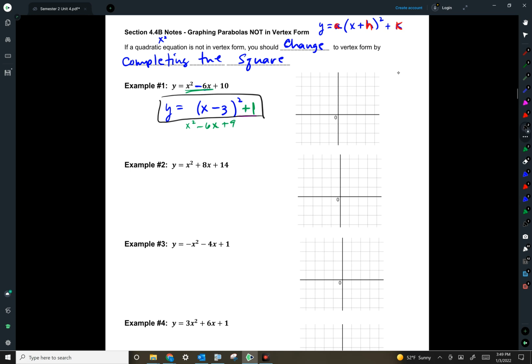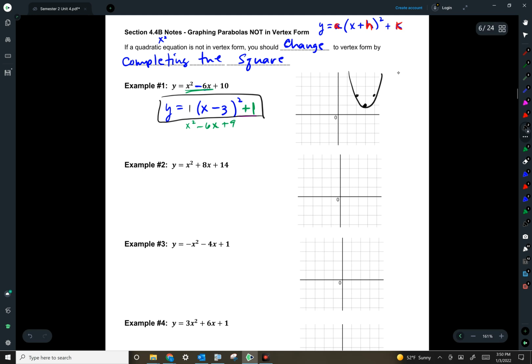And then, of course, once you have that, you know how to graph it, right? So this is going to be a parabola that's moved 3 units to the right, 1 unit up. Notice the number out in front is just like a 1, so it's the basic width of a parabola, up 1 over 1, and there's my basic graph.